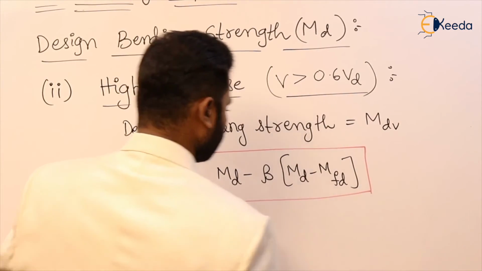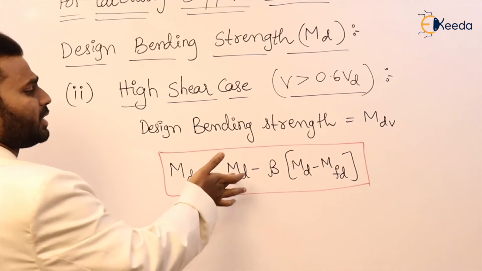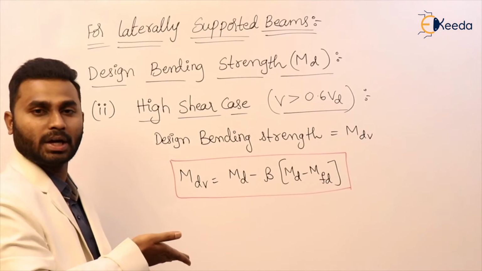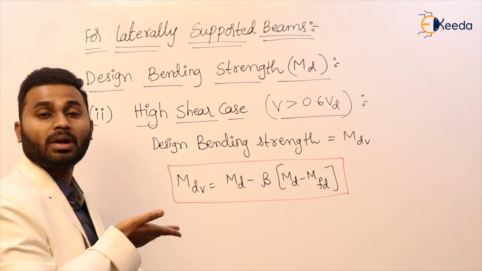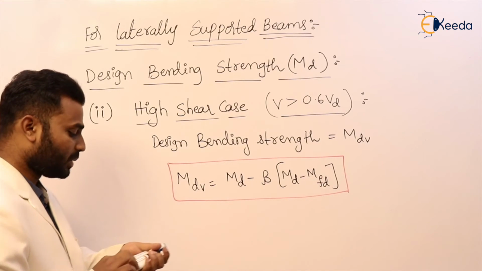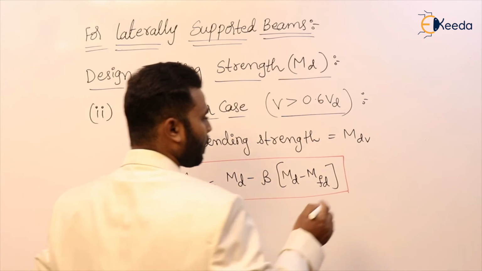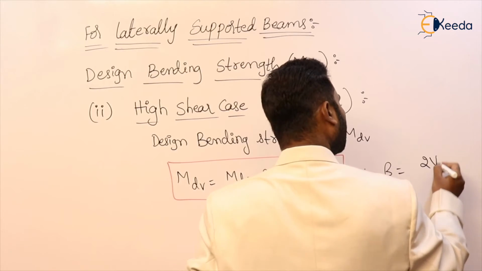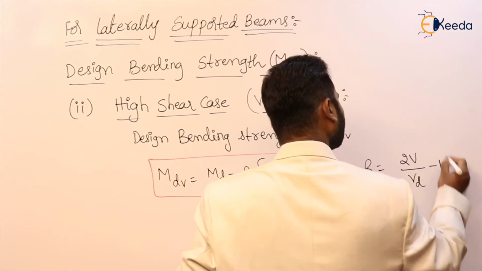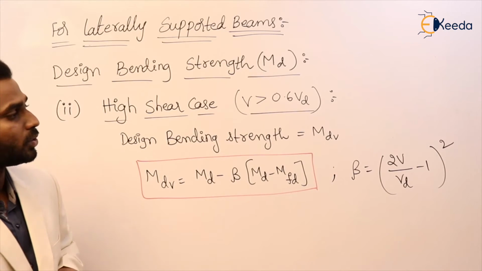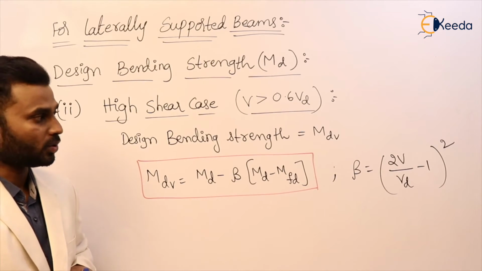Now let us see what it is. So Md is known to us. Md is nothing but what we have discussed in the previous case. The Md formula for low shear case is the same here. Now coming to beta. Beta is a factor which is equal to (2V by Vd minus 1) whole square. That is beta.